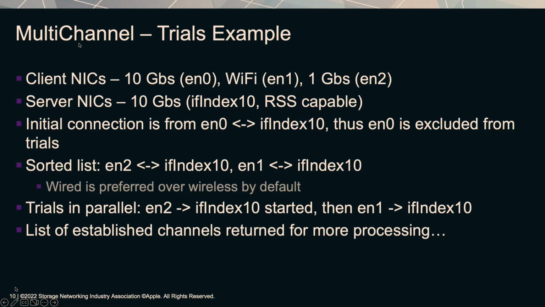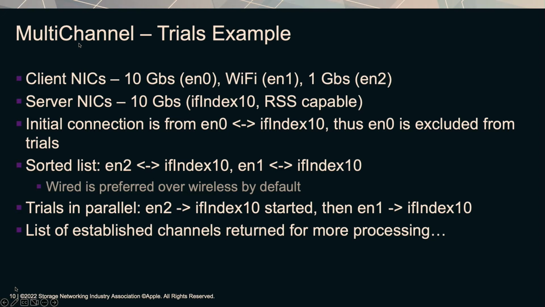Because he connected over EN0, we automatically exclude it from the trials. So the client NIC list will be those 3 interfaces. The server NIC list will be the single interface. Our sorted list in order of fastest to slowest would be EN2 and then EN1. And it also turns out because EN1 is the Wi-Fi, we bump it below anyways.